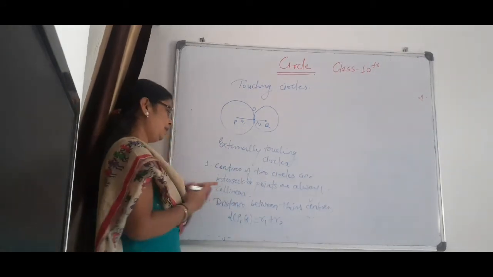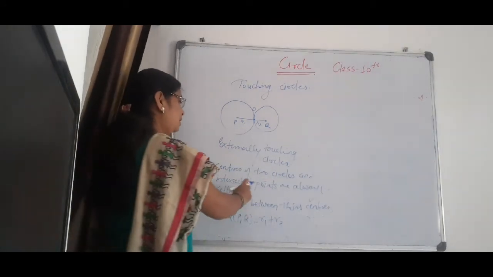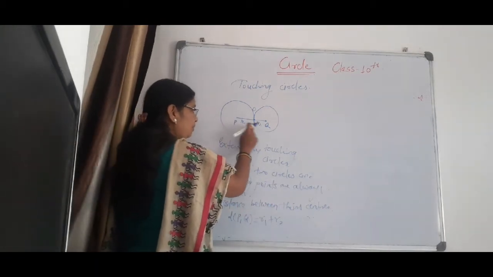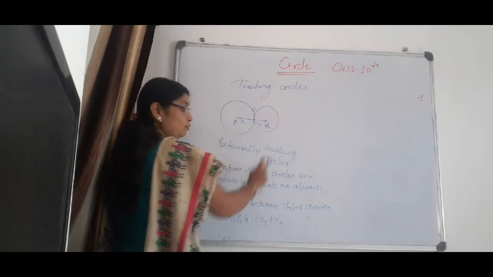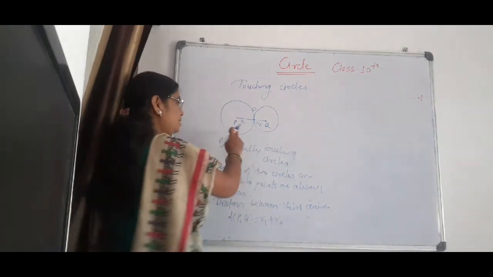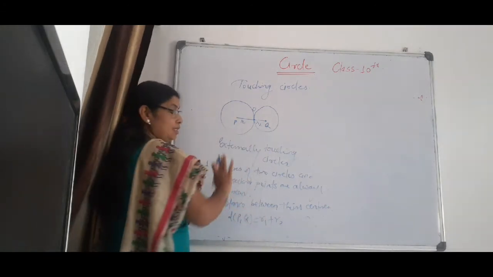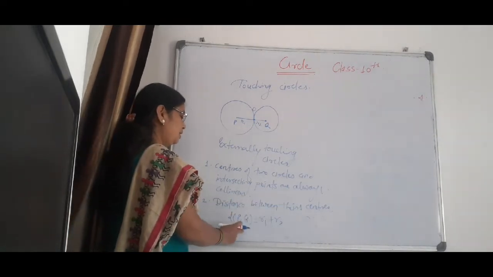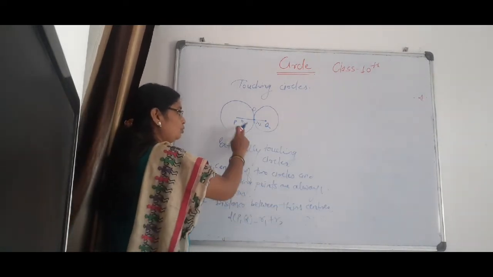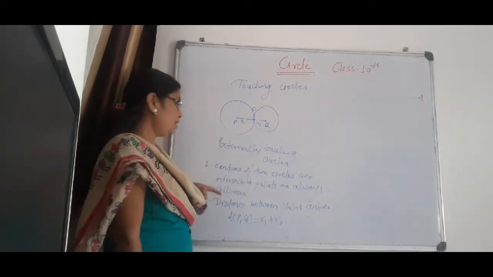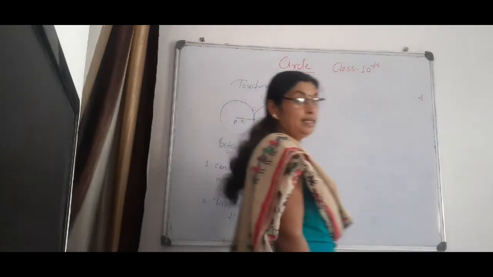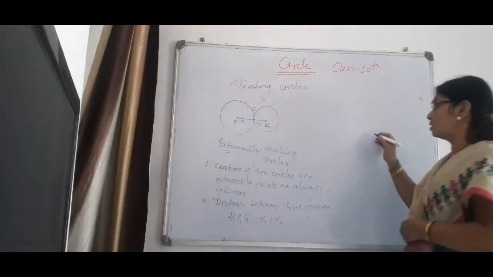What is the first property? Centers of 2 circles and intersecting points are always collinear. Means you can take PO plus OQ is equal to PQ. You can find the distance between any 2 points by using the property of collinear points. Second, distance between their centers is sum of the 2 radii, that is r1 plus r2. These are externally touching circles. Now let's see what are internally touching circles.